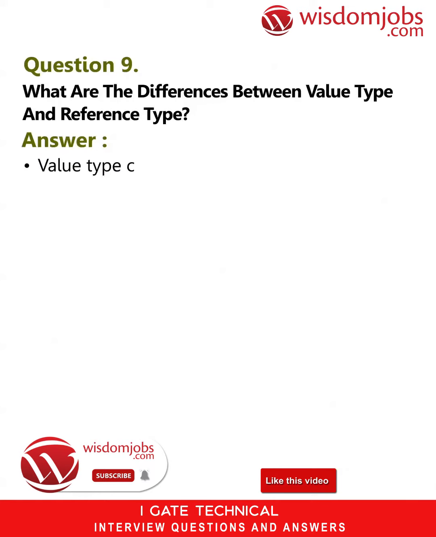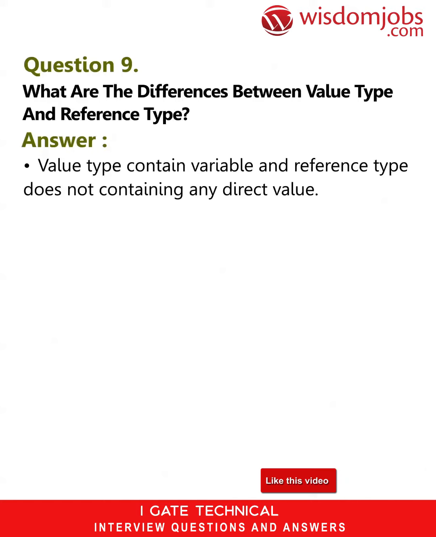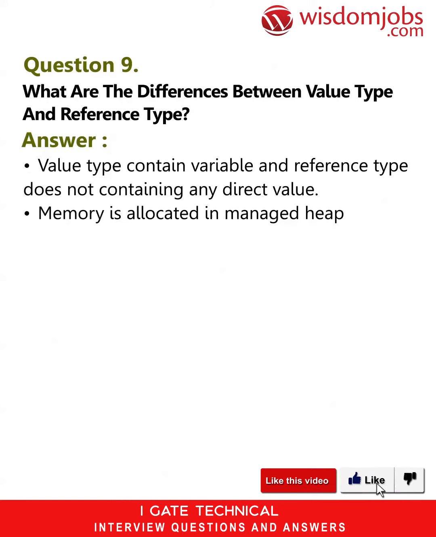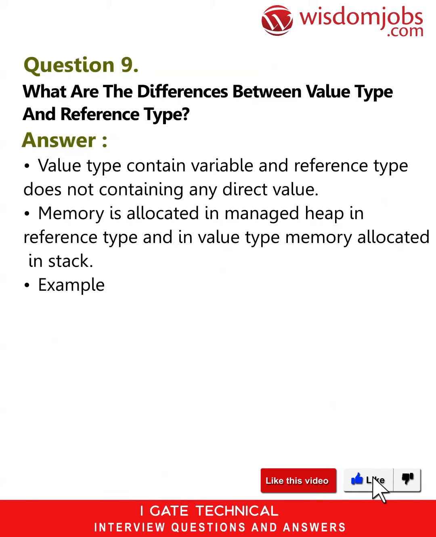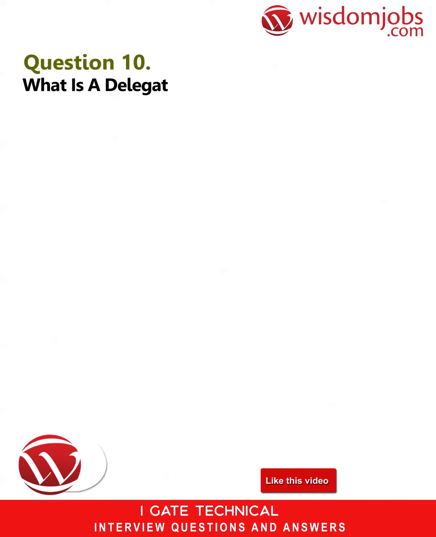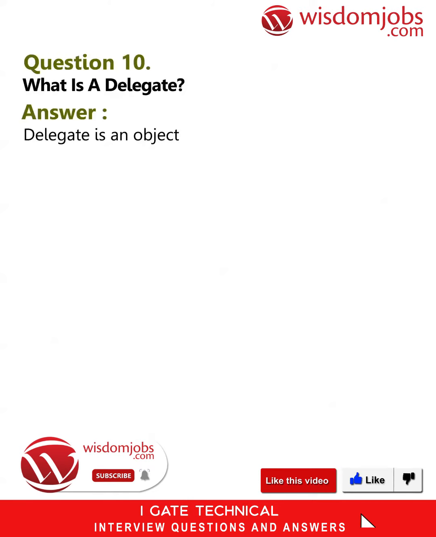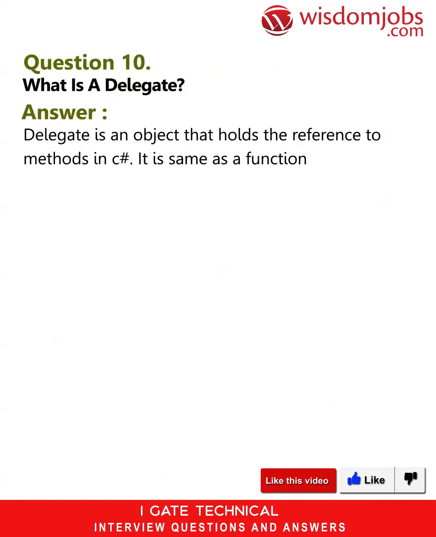Question 9. What are the differences between value type and reference type? Answer. A value type contains the variable's value directly, and a reference type does not contain any direct value. Memory is allocated in the managed heap in a reference type, and in a value type memory is allocated in the stack. Example for reference type: class. For value type: struct, enumeration. Question 10. What is a delegate? Answer. A delegate is an object that holds the reference to methods in C#. It is the same as a function pointer in C.